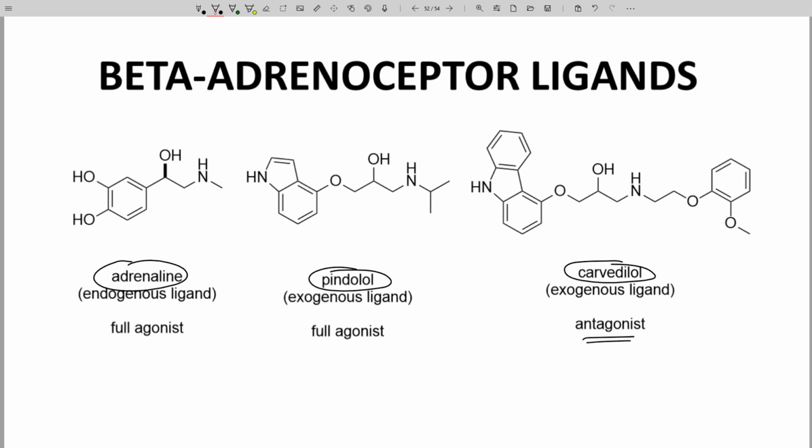These three structures definitely have similarities, though they are not identical. Still, it's hard to imagine that one of the molecules, pindolol, would be a full agonist, while the other, carvedilol, would be an antagonist. Tuning the activity of receptor ligands can involve many surprises and requires much experimentation.